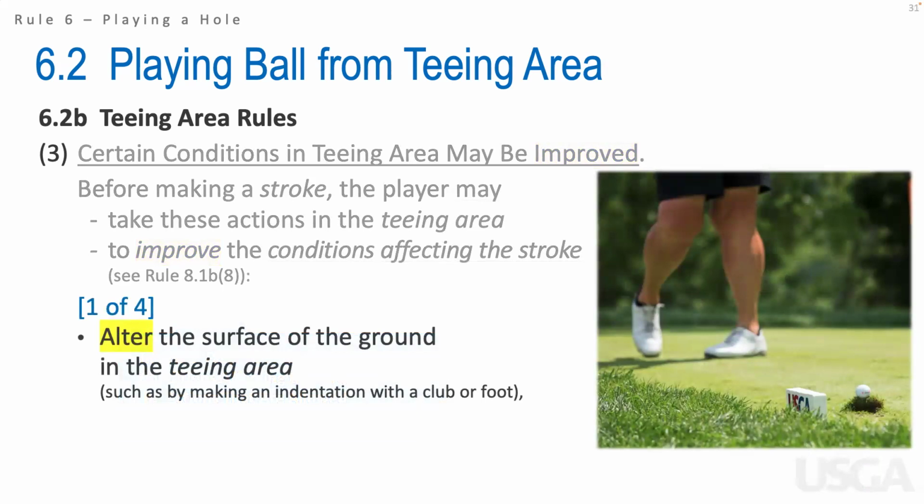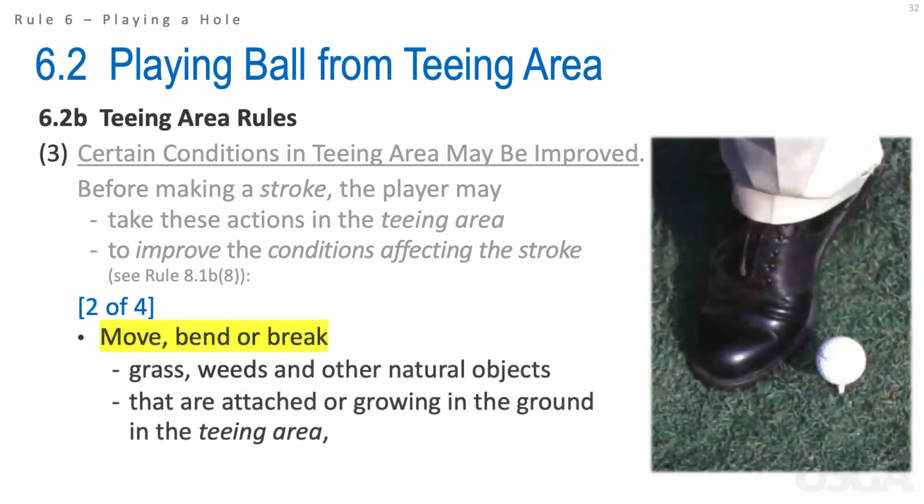So what can you do to improve the conditions, as we call them, in the teeing area? You can alter the surface of the ground. As I'm sure you've seen, Laura Davies loves to take a mound of dirt, and I know she hits the ground. Superintendents might not like it, so maybe we don't all do it, but she does that. You can alter the ground and certainly create an indentation to tee up your golf ball.